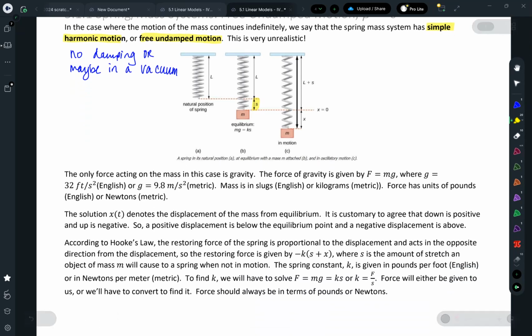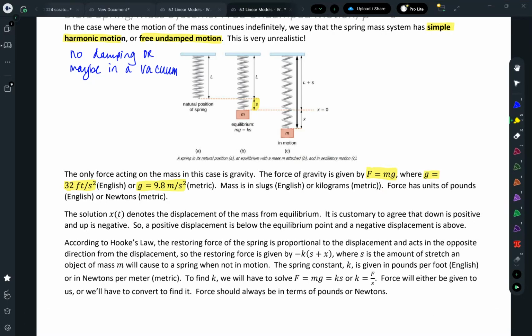So in our case, in the undamped motion, the only force acting on the mass is gravity. Now the force of gravity is given by F equals mass times the gravitational constant g, where there are two different ways we can look at g. G is either equal to 32 feet per second squared, those are the English units, or g is equal to 9.8 meters per second squared, those are the metric units.